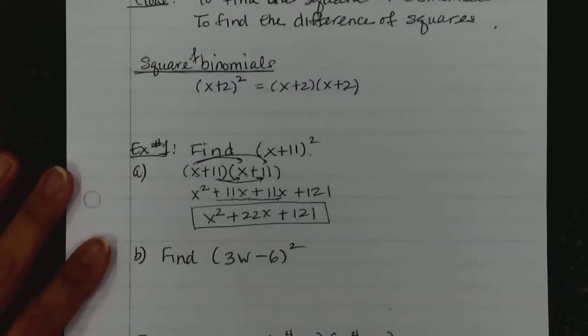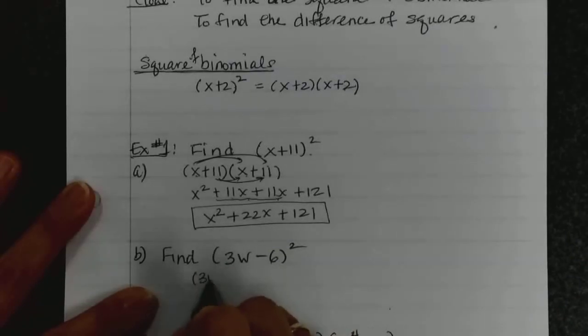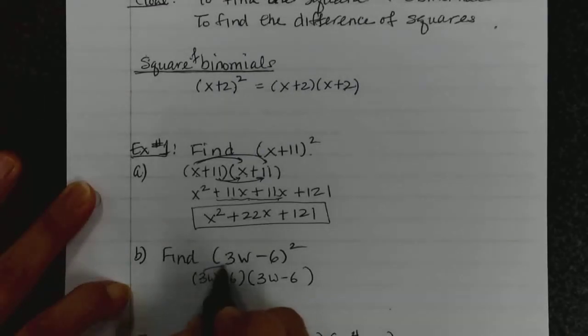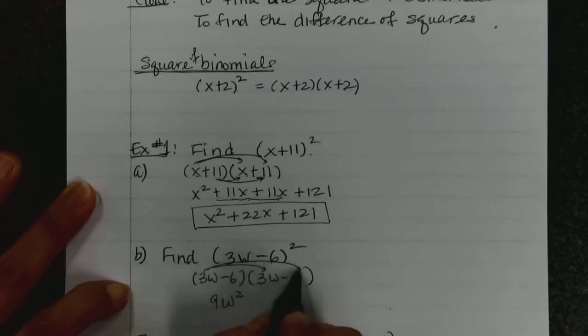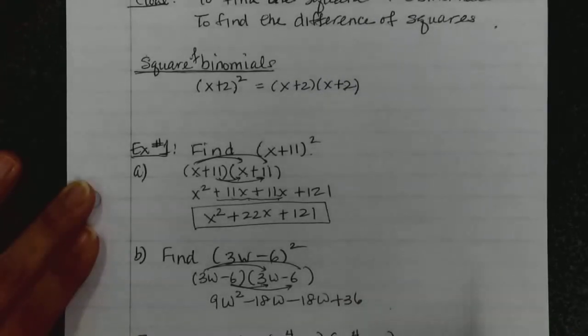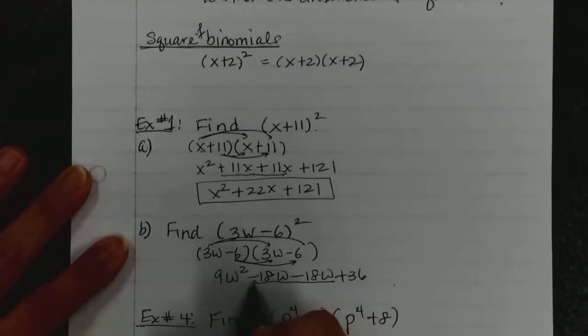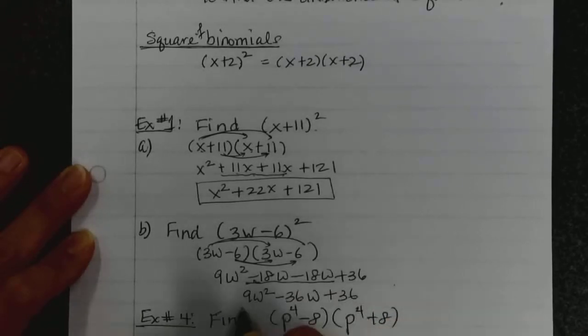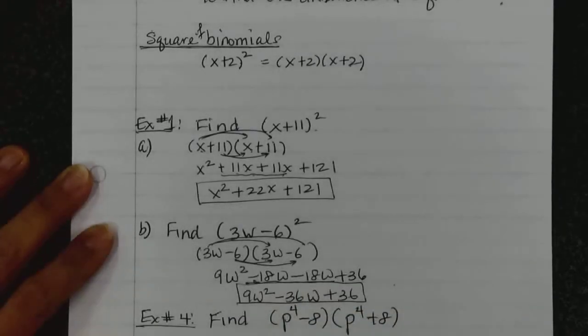Okay, so we're going to do it again. Let's try one more time. We're going to rewrite this, 3w minus 6, and then 3w minus 6, and we're going to FOIL again. 3w times 3w is 9w squared. 3w times negative 6 is negative 18w. And negative 6 times 3w is negative 18w. And negative 6 times negative 6 is positive 36. So then these are my like terms again. Negative 18w minus 18w is negative 36w, so 9w squared minus 36w plus 36 is the product of that squared.